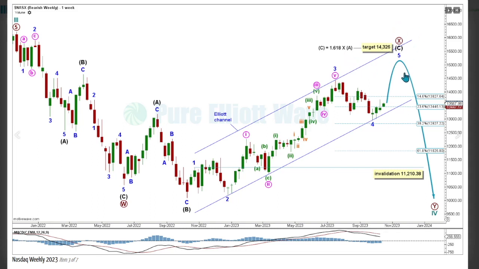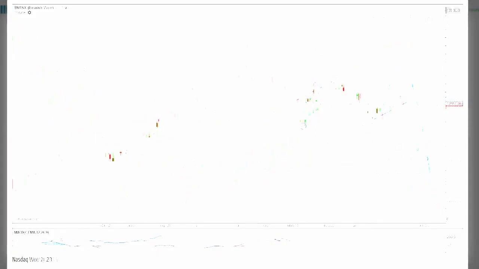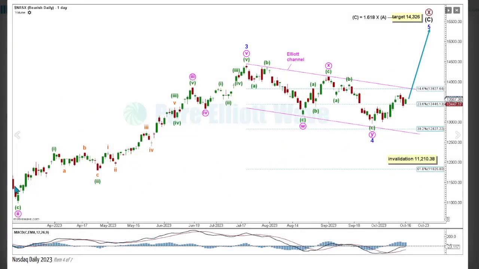Once primary wave X is labeled complete, price is expected to overall move down for primary wave Y and the end of cycle wave 4. If minor wave 4 does continue any lower, though, it cannot move into minor wave 1 price territory at 11210.38. On the bearish daily chart with the end of minute wave 2 within minor wave 3 over here, we can see more detail for minor wave 4 with minute waves W, X, and Y.